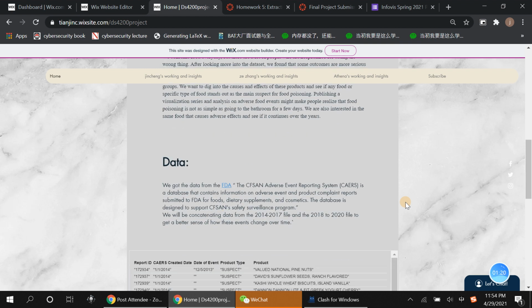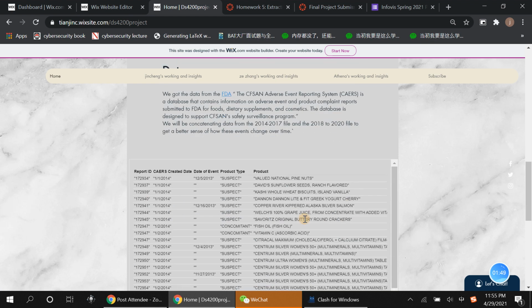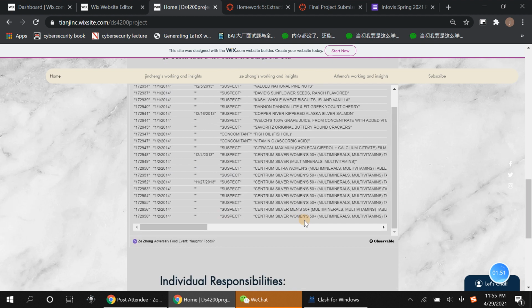We explored online and got the data from the FDA. The CFSAN Adverse Events Reporting System is a database that contains information on adverse events and product complaint reports submitted to the FDA for foods, dietary supplements, and cosmetics. The database is designed to support CFSAN's safety surveillance program. So here's the table of our datasets.